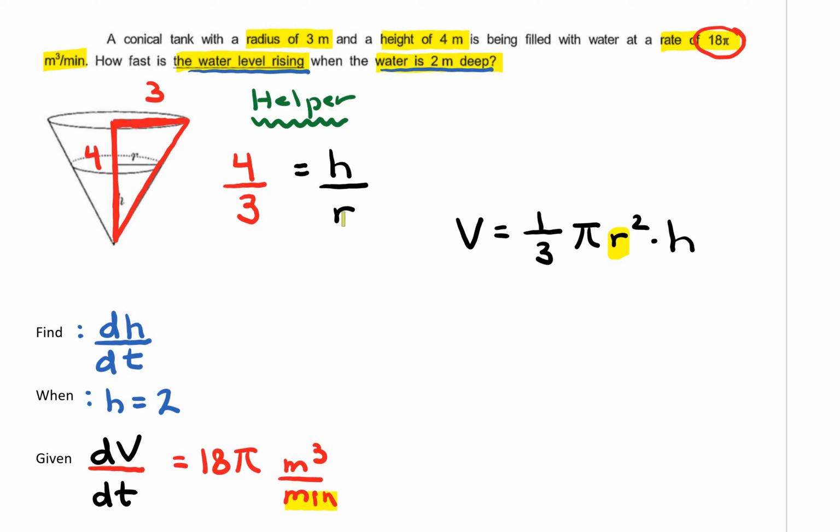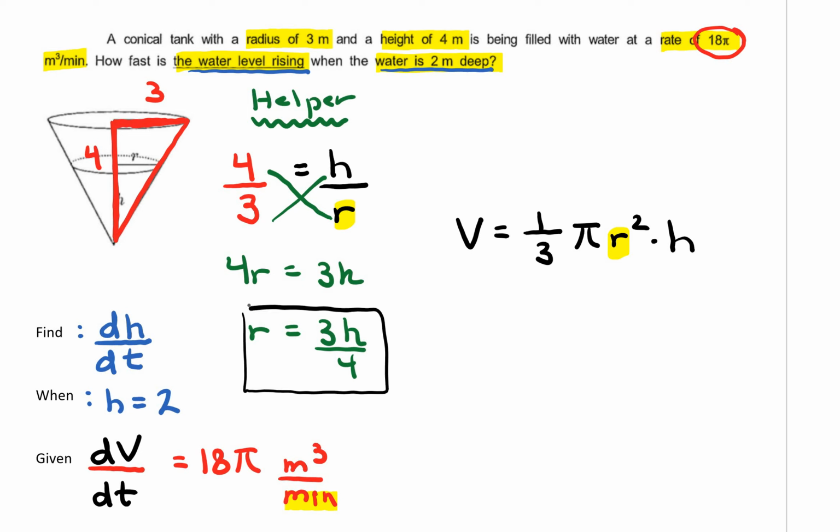Now we're going to isolate for r, and I can just crisscross like this. So I get 4r equals 3h, and with a little more algebra, r equals 3h divided by 4. This tells us exactly what the radius is with respect to the height. So anytime I know the height of the cone, I can calculate the radius, because the radius and height have a similar relationship.